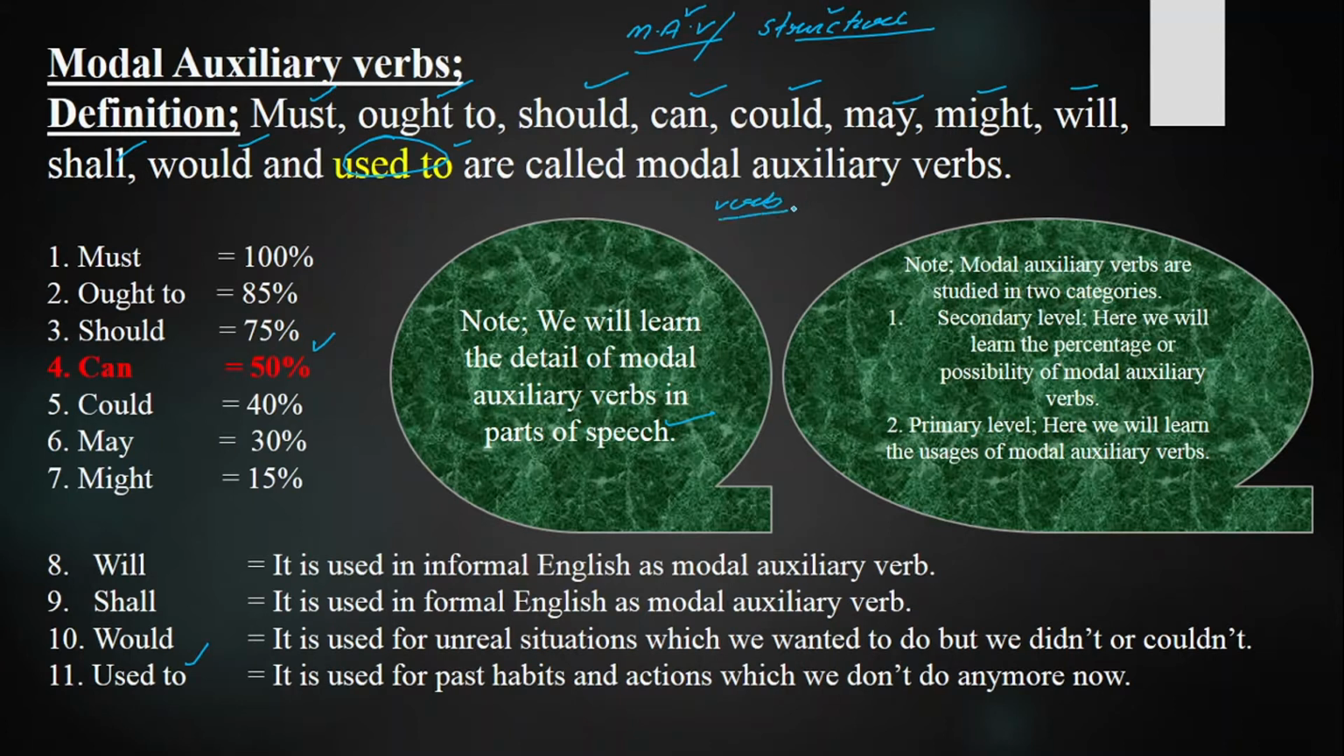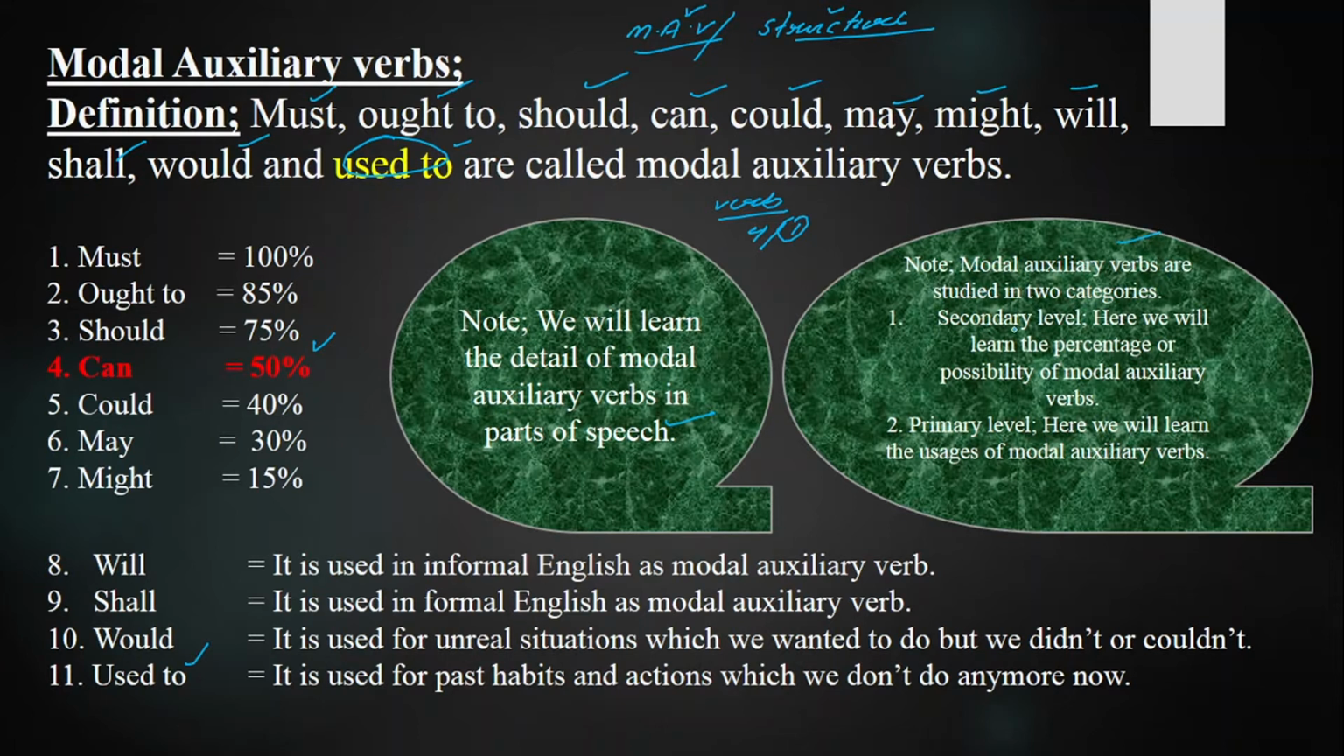Verb has got some 20 plus kinds. One of them is known as the auxiliary verb. Auxiliary verb has got some 4 kinds. One of them is called the modal auxiliary verbs. So we will be discussing that there in detail. Another note, modal auxiliary verbs are studied in 2 categories. This should be noticed that they are studied in 2 categories.